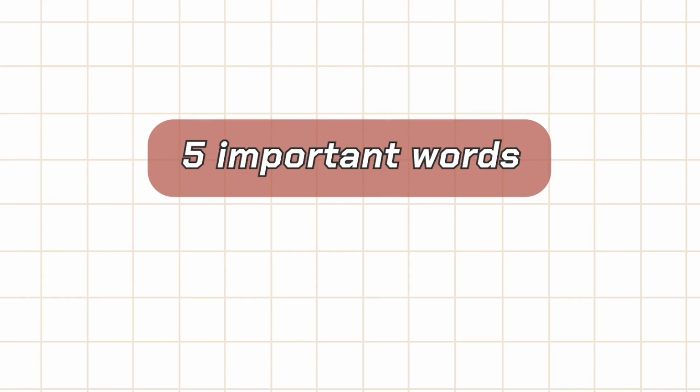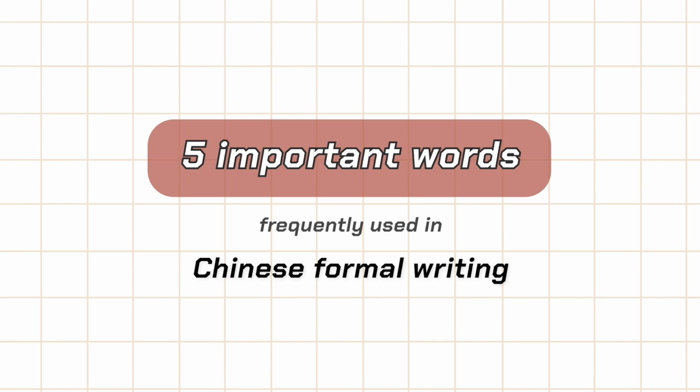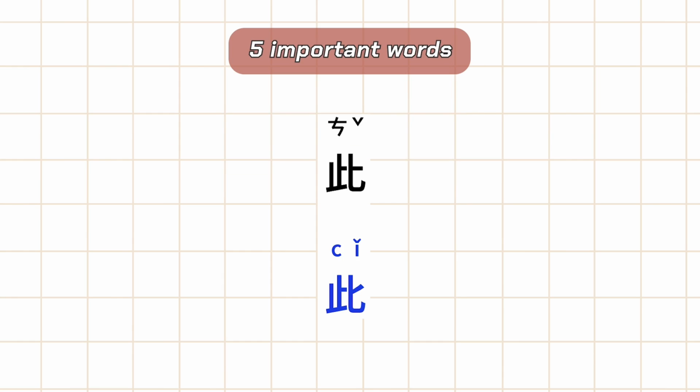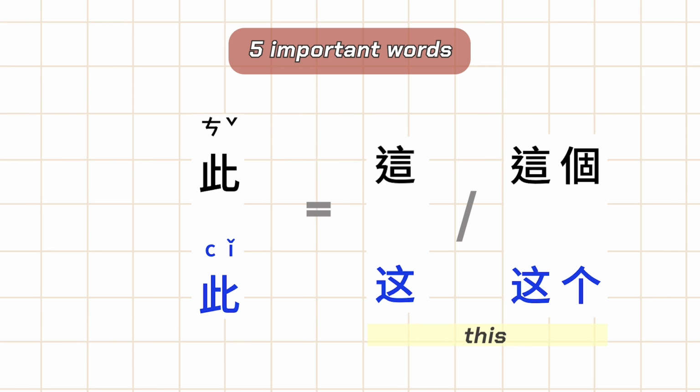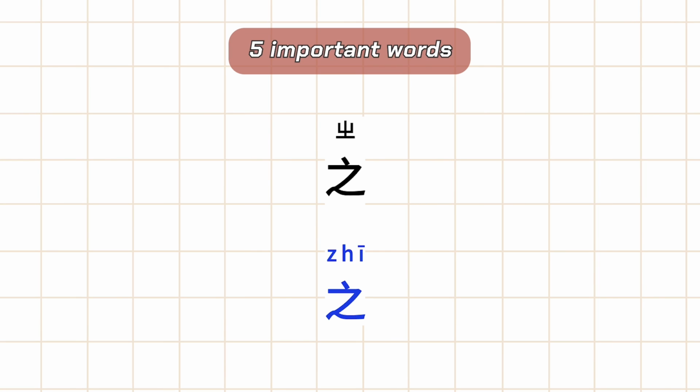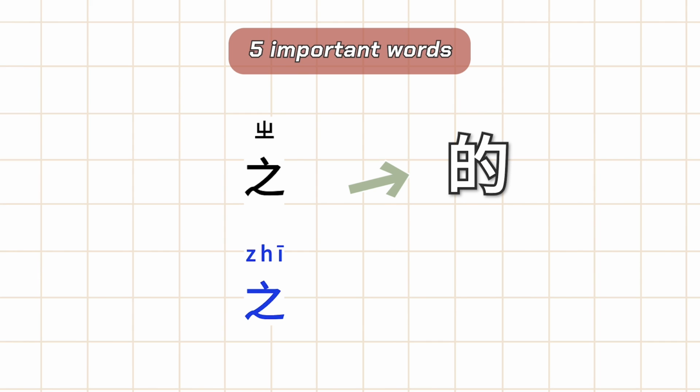Alright, now let's do a quick recap of today's lesson. Today we have learned 5 important words that are frequently used in Chinese formal writing. The first one is 此. 此 is basically equivalent to 这 or 这个. The second one is 之. 之 is often used like 的, and sometimes it's used as an object, expressing 它.